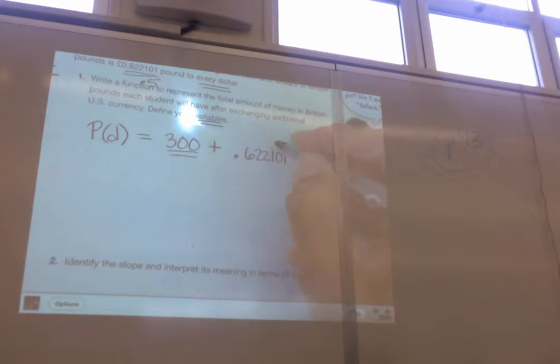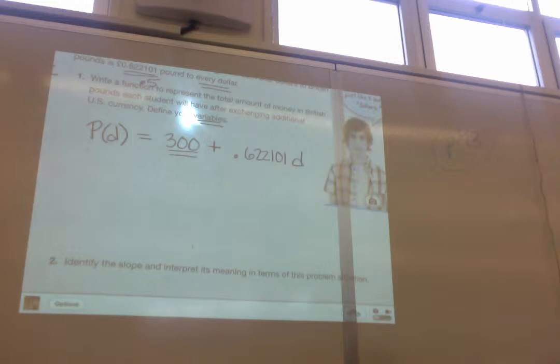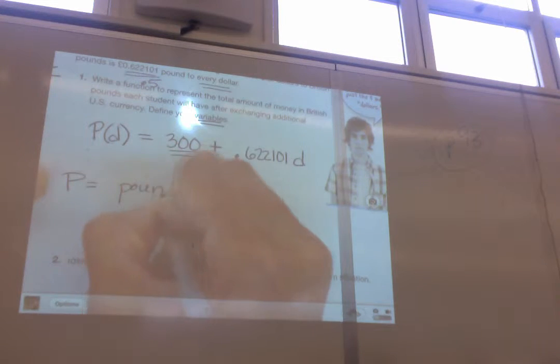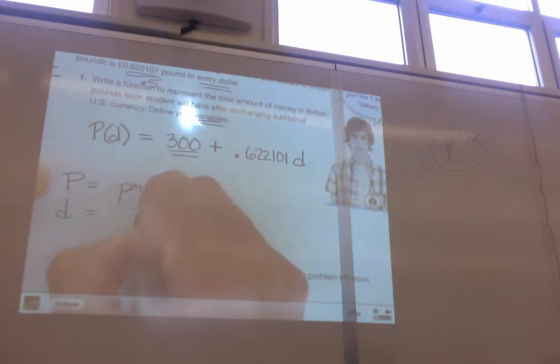0.6222101. Times dollars. So what this means is I'm starting with 300 pounds. I'm going to add to that about 62 pence per dollar, so that it's getting exchanged over. Every dollar I'm going to times by this. It's about half as big as a dollar. All right, so that's our function. Defining variables, P equals pounds and D equals dollars.